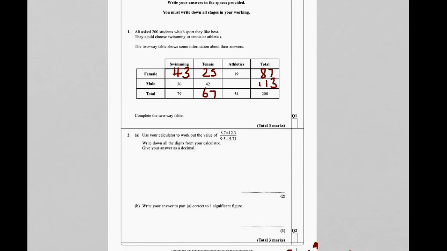And now I know that there were a total of 113 males, 36 of whom did swimming, 42 of whom did tennis, 113 in total. So I'm going to do 113 minus 42 minus 36 to leave me with 35.